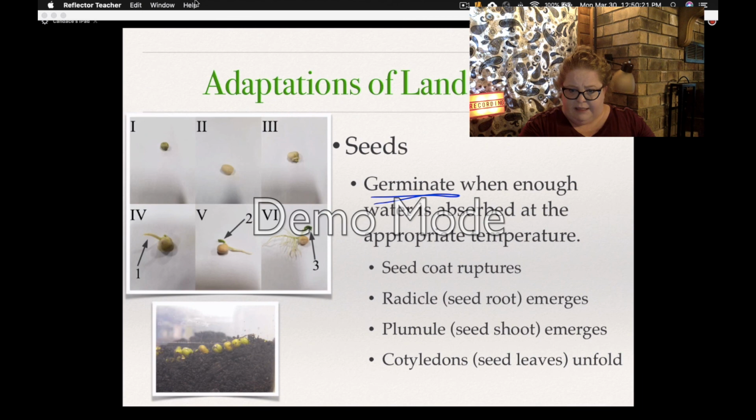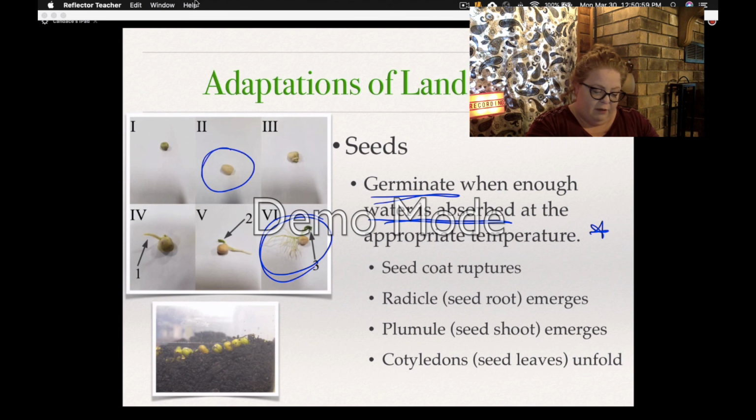And the seedling is this right here. At this point, it would no longer be considered a seed. The germination will have been completed. Essentially this does require water, but it doesn't require standing water. The water can just be absorbed through the surface of the plant, and it also has to be the right temperature. When that happens, the seed coat will rupture. That's what we see going from here to here.